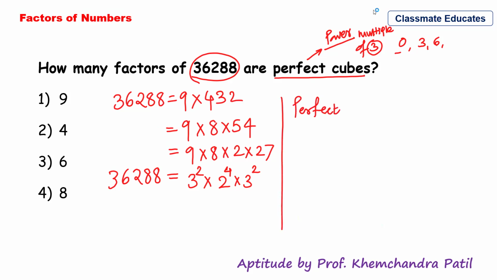Now we want the factors which are perfect cubes. You can club the 3s also. We divided this by 9 first. So you can club this as 3 raised to 5 multiplied by 2 raised to 4. 3 raised to 5 is 243 and 2 raised to 4 is 16. So 16 3s are 48, carry 4, 16 4s are 64 plus 4, and 16 2s are 32 plus 6.